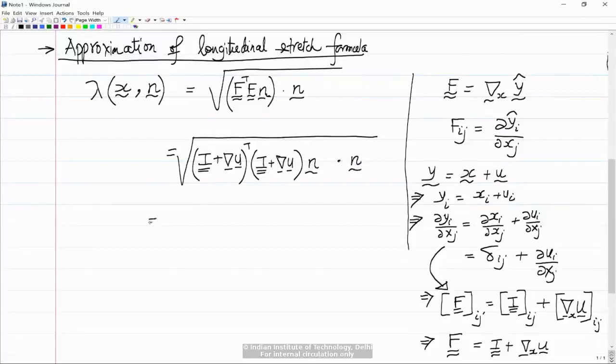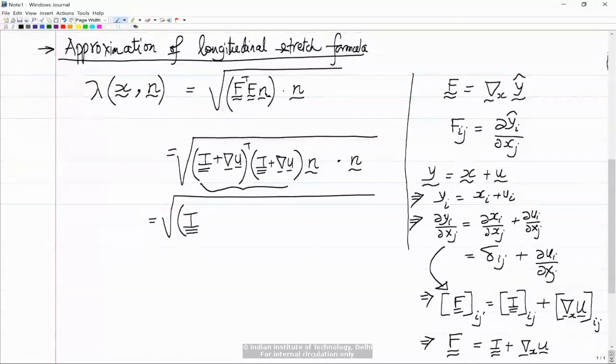Okay, so this we can further write as, see, work out these multiplications, one tensor multiplied with another one. So you have to multiply in the usual way. First of all, you have to take the transpose of first one. So that is identity transpose is the identity itself, because identity is a symmetric tensor, right? Fact that it is diagonal means it is symmetric, plus grad u transpose, okay, times again identity plus grad u into n dot with n. You see, as of now, we haven't applied any approximation. This formula still holds for finite deformation, large deformation.